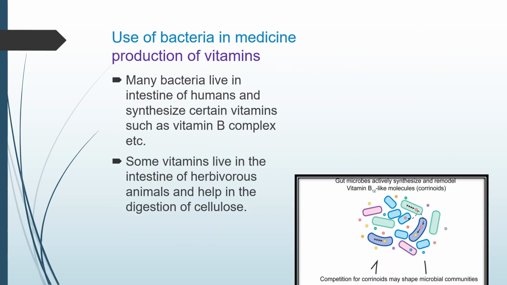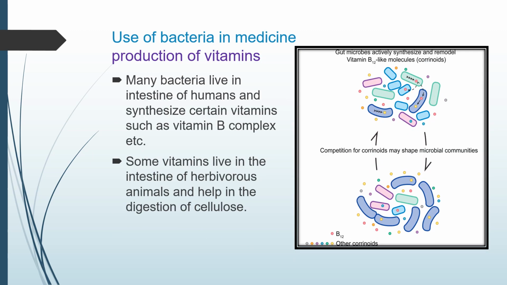Now, the use of bacteria in medicine. Production of vitamins is very important. Many bacteria are present in the intestine of humans, and they synthesize certain vitamins such as the vitamin B complex. So gut microbes actively synthesize and remodel vitamin B12. This is just a model I have taken. They are synthesizing the vitamin B complex in the human intestine.